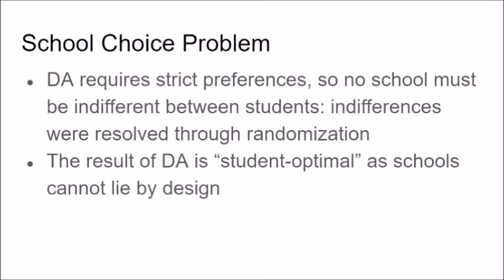The result of the deferred acceptance algorithm is student optimal, as schools by design cannot lie. It would be very difficult for them to falsify how close the student lives or falsify whether or not their sibling attends the school. It would have been possible if they'd gotten more information or if they'd been able to more richly express their preferences over how well a student did or how wealthy their parents are, but by design the schools were not allowed to select for those things.